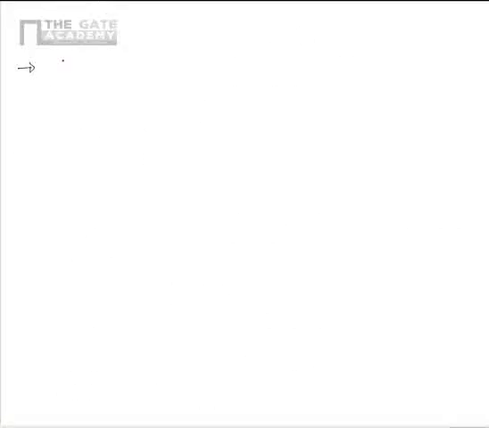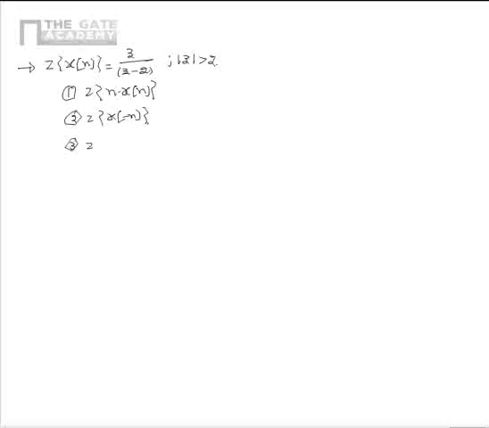Let us consider another problem, as per which the z-transform of a signal x[n] is given as z / (z - 2), and the corresponding ROC is |z| greater than 2. From this, we have to find the z-transform of n x[n], the z-transform of x[-n], and the z-transform of x[n - 2].